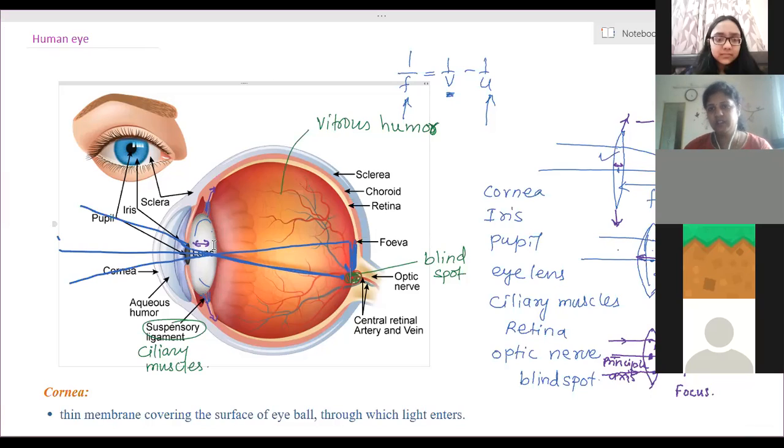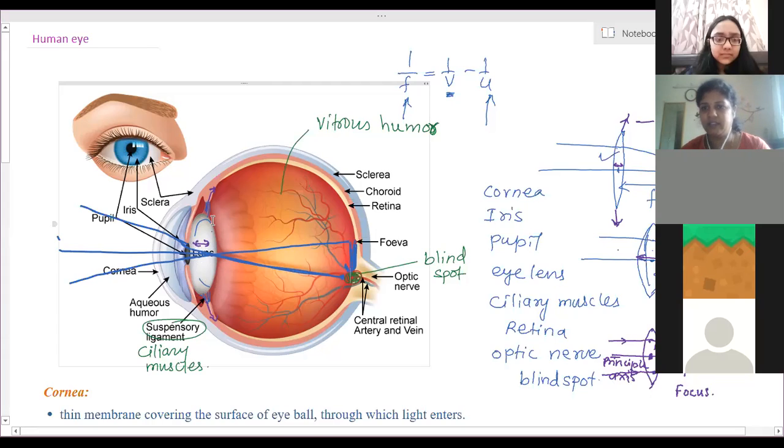Because the person has to see objects at shorter distances and longer distances also. The object can be very close to the eye, and sometimes very far away, a 100-kilometer distance also. When you are on a hilltop, you can see very distant objects also. That is possible because of the changing size of this lens.